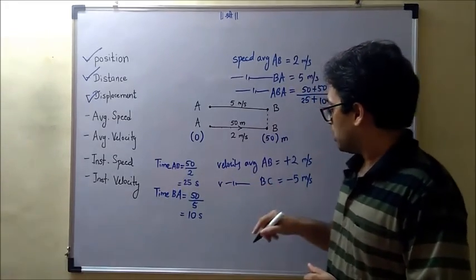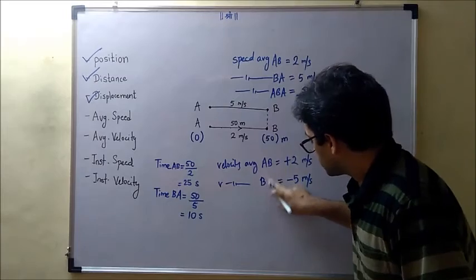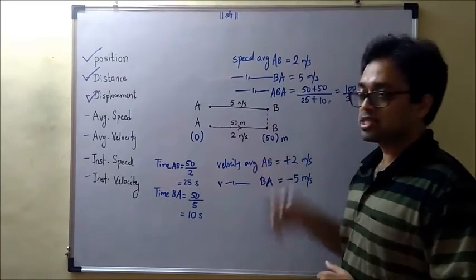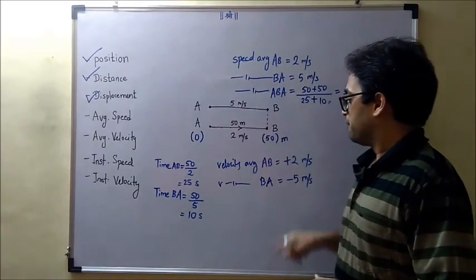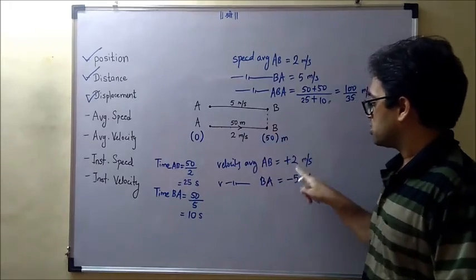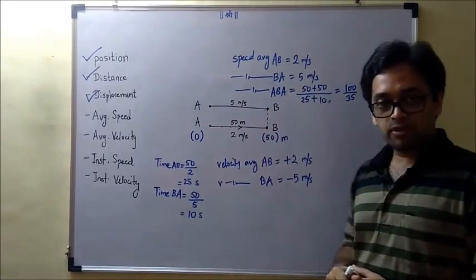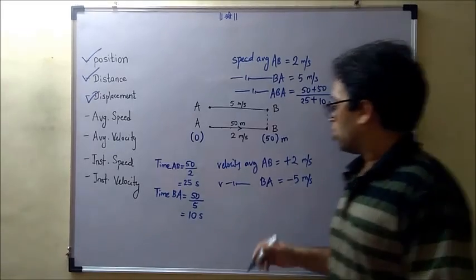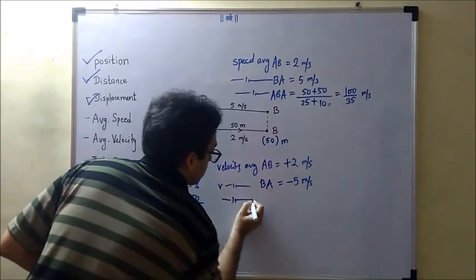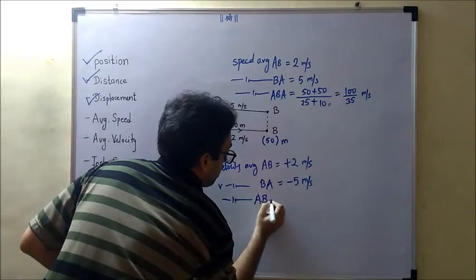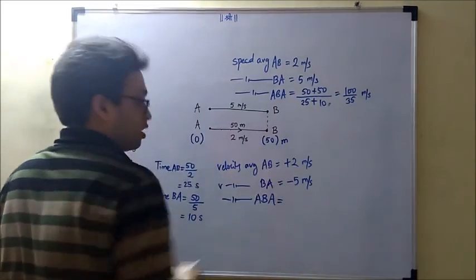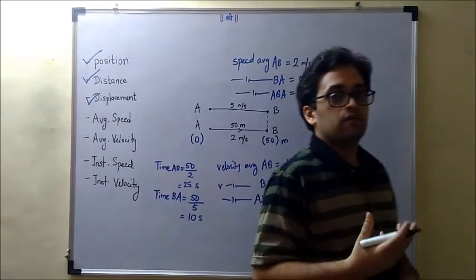Now coming back to velocity. Oh, so this is not BC, this is BA, right? There is no C, it is AB and BA. So average velocity for AB section is 2 meters per second. Average velocity for section BA is -5 meters per second. Now what is the average velocity for section ABA? Now what is the definition of the velocity?